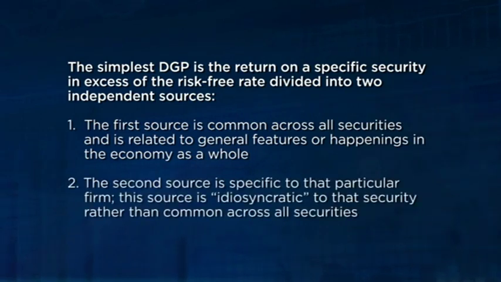The second source is specific to a particular firm. This source is idiosyncratic to that security rather than common across all securities. These things might include things like the fact that the CEO is going through a divorce and she is a bit distracted, more distracted than usual. Or that the team of R&D specialists has made a technological advance that will make their products more reliable than their competitors'.